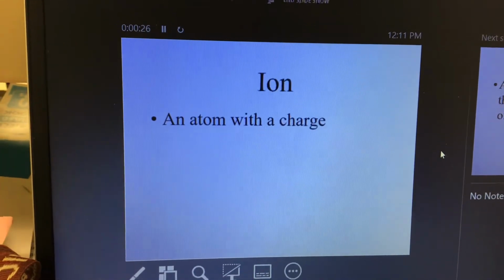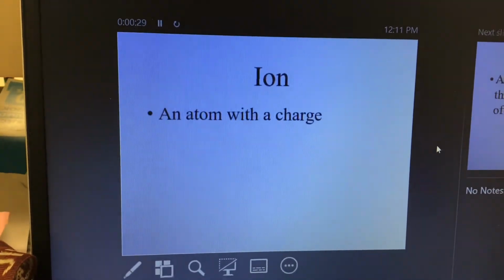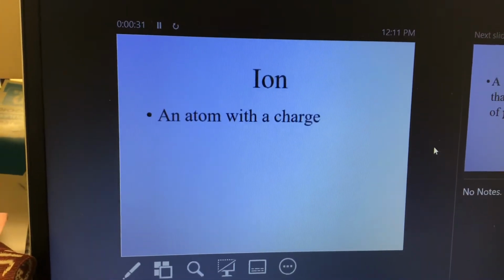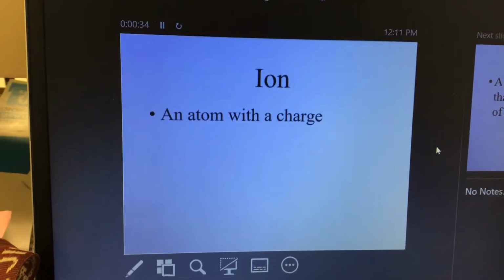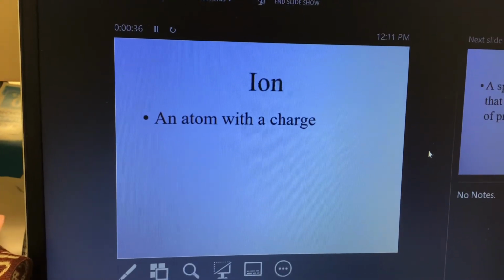Okay, today we're going to pick up kind of where we left off. We're going to talk about ions. So go ahead and write this down. Ion: an atom with a charge.